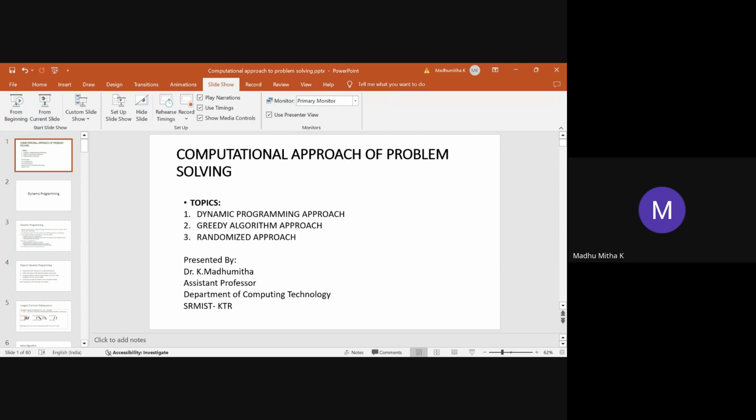The next thing is, in current research space, dynamic programming plays a major role in both the security side and in finding the location, or finding the nodes' range. For everything, we are using this computational approach of all these three algorithms, such as dynamic programming, greedy algorithm, and randomized approach.